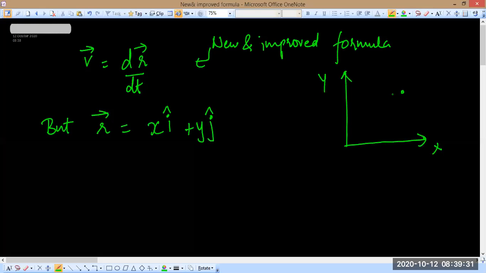Suppose here is some particle, then the position vector, I repeat, the position vector is a vector drawn from the origin to that point, right? Suppose here is the particle, so this is its position, so this will be r vector. Okay, so r vector has two components.